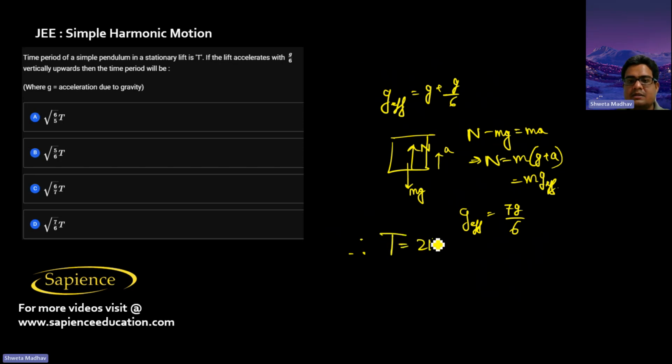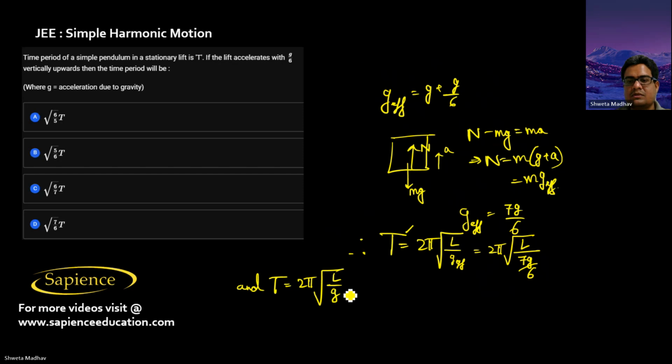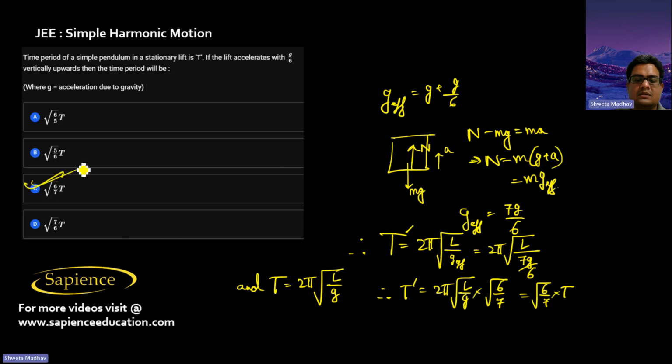Therefore, the time period is equal to 2 pi root over L by g effective. T dash, the new time period, is 2 pi root over L by 7g by 6. And the time period in the stationary lift is 2 pi root over L by g. So therefore, T dash is equal to 2 pi root over L by g into root over 6 by 7. This is root over 6 by 7 into T. Option C is the correct answer.